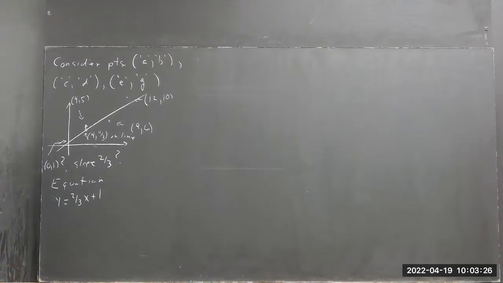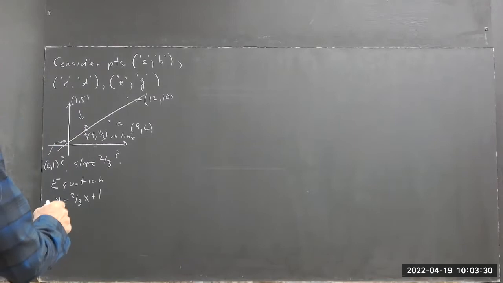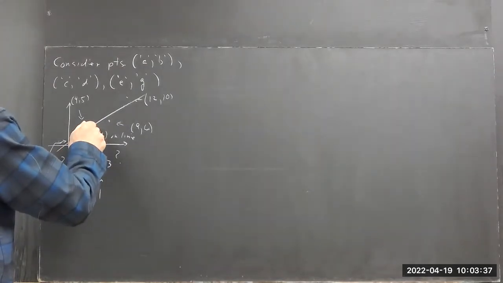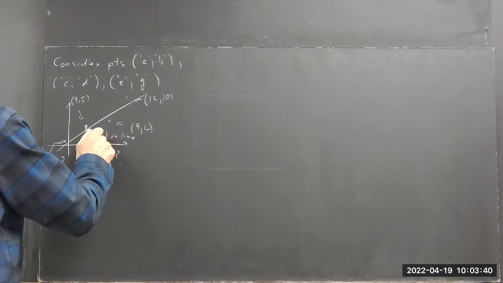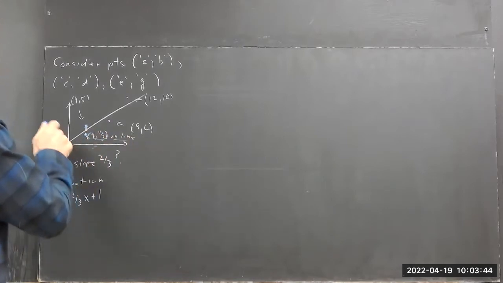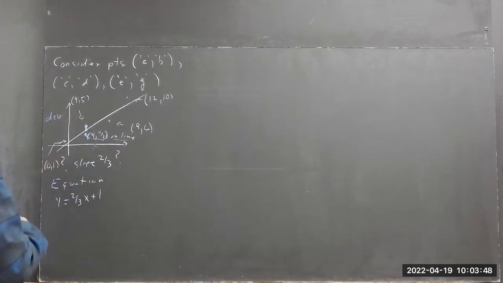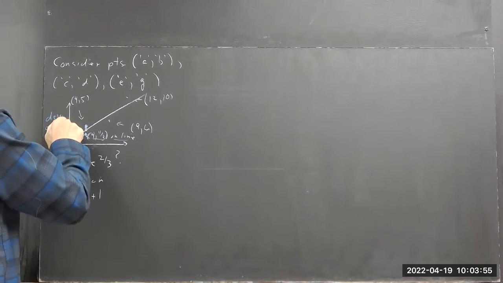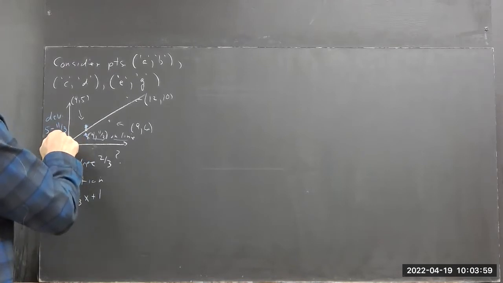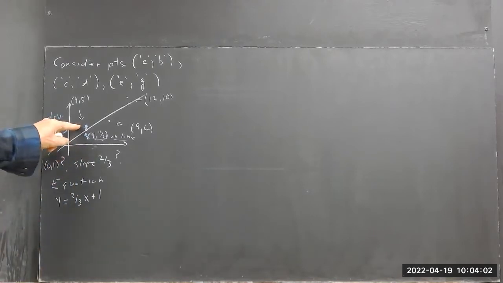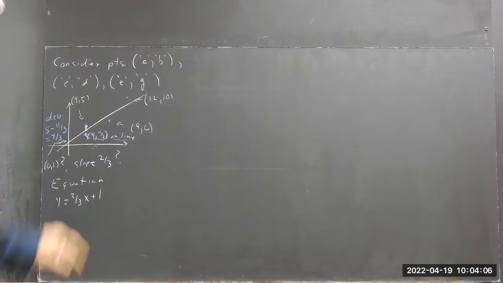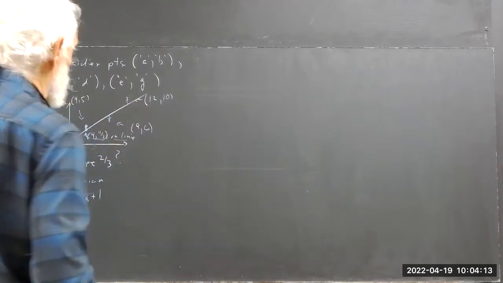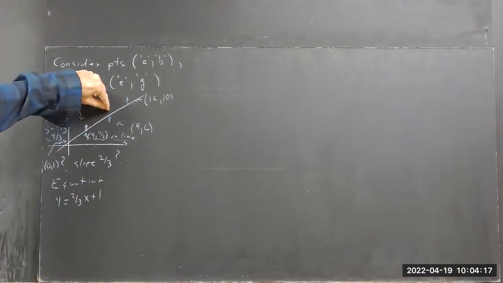Your deviation of this point from the line is, I'll color code this, your deviation is 5 minus 11/3, which is 4/3, 1 1/3. Here's your deviation. There's a deviation here, and a deviation here. To get the deviation for each point, you just find the point on the line.